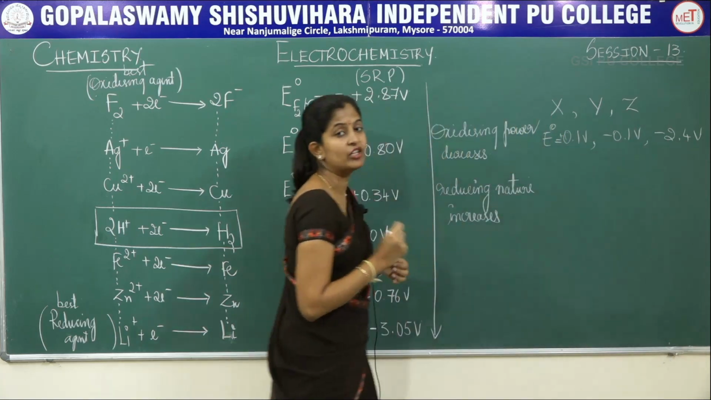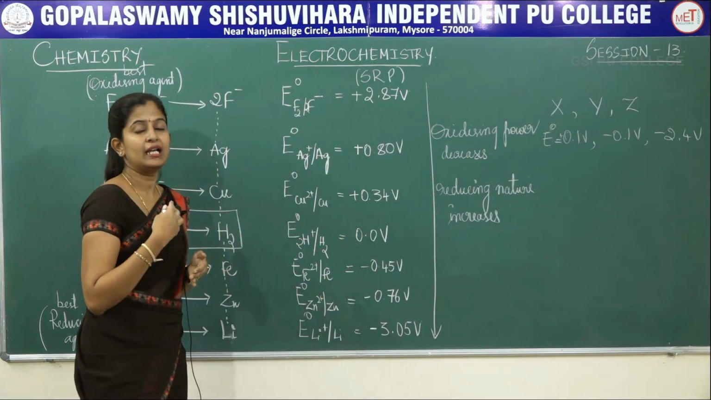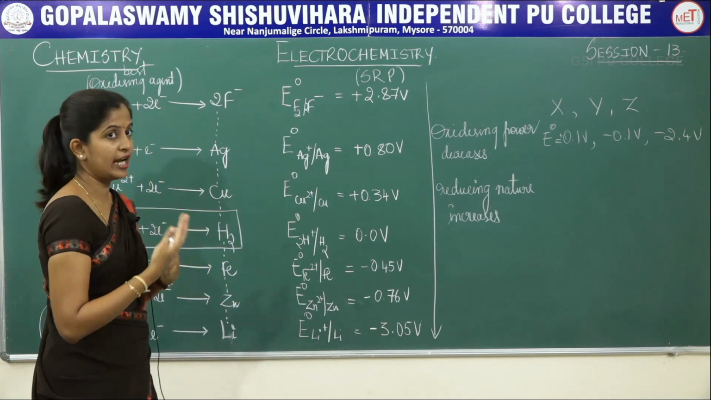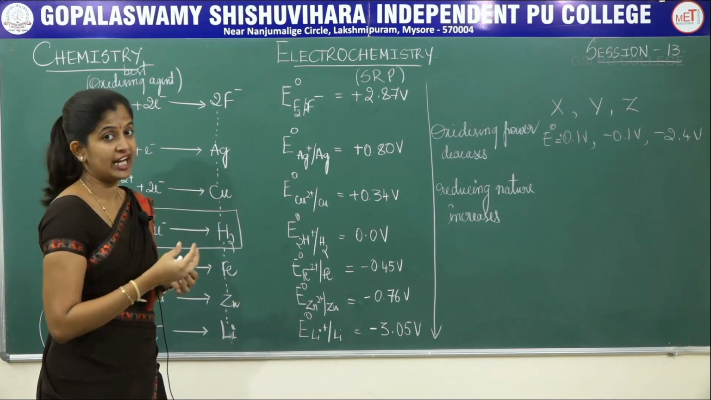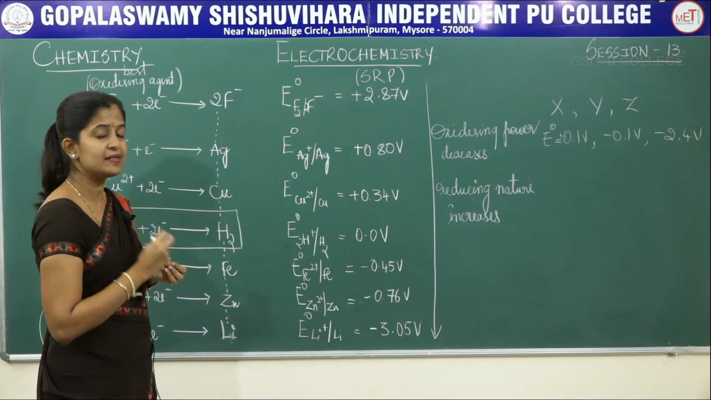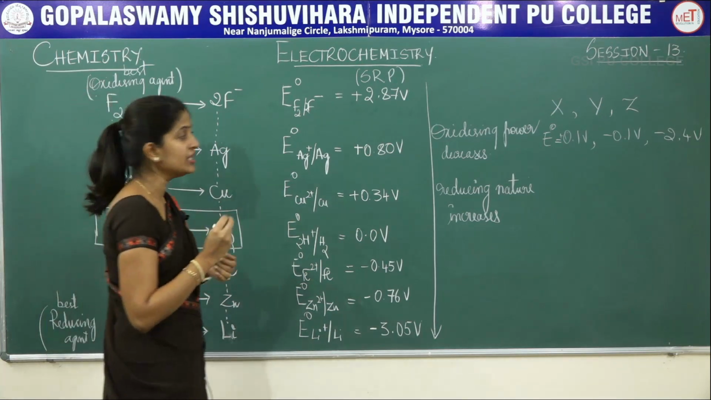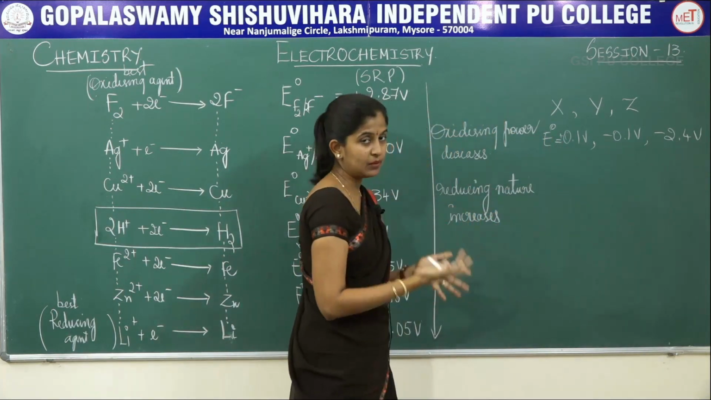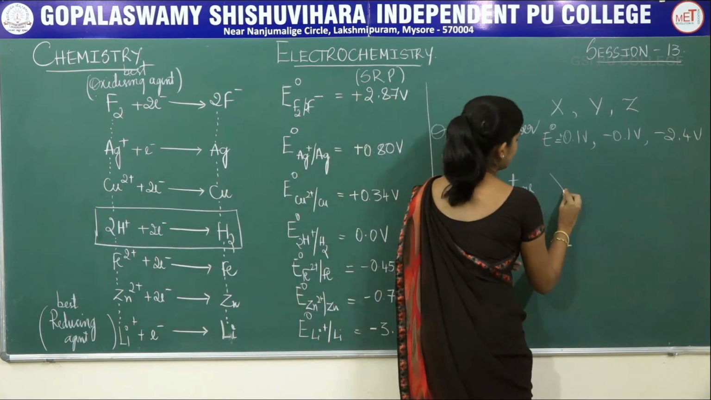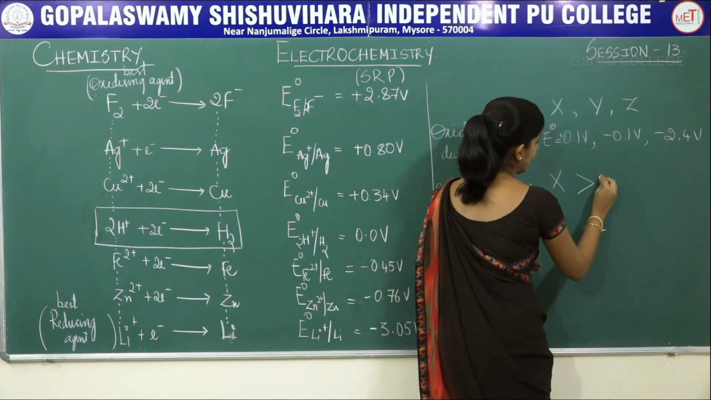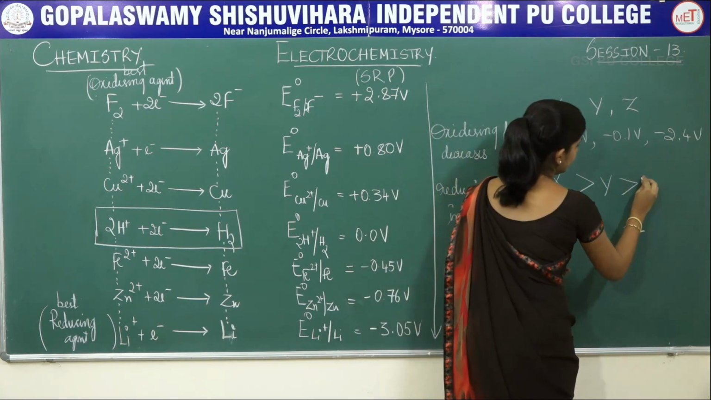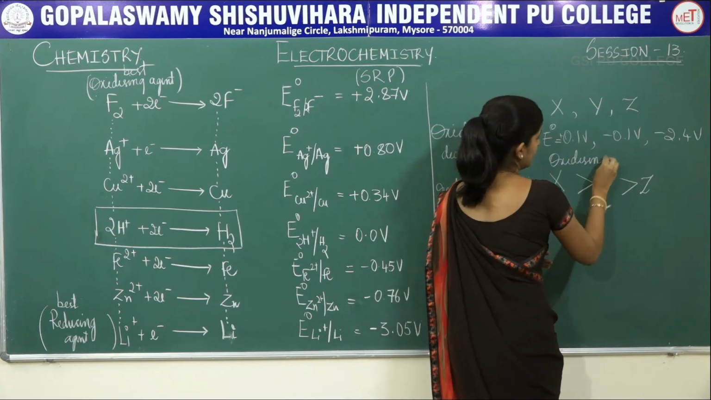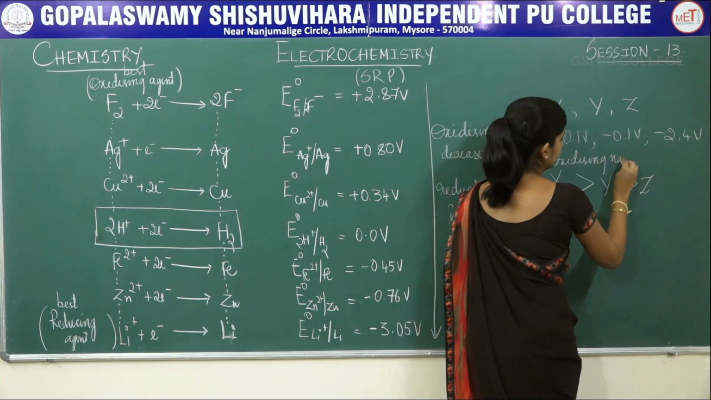So like this you can arrange an order while looking at the values of E0, by knowing whether it is positive or negative and the extent of those negative values. You can decide which is the best oxidizing agent and best reducing agent. So here, for oxidizing power, it goes like X is more oxidizing than Y, which is more oxidizing than Z. So this is your oxidizing nature.